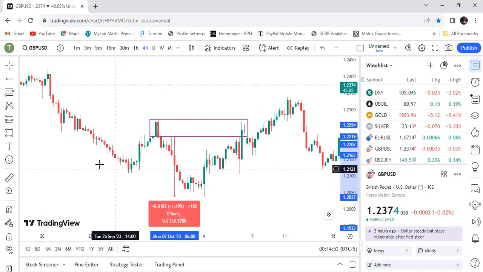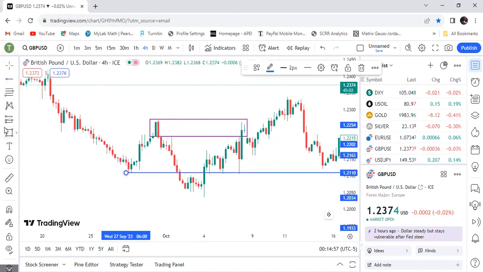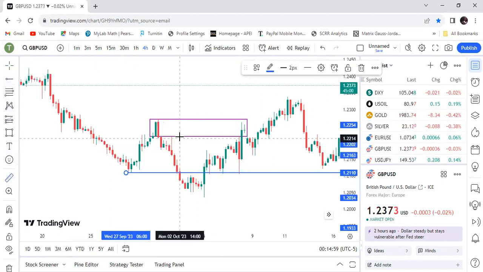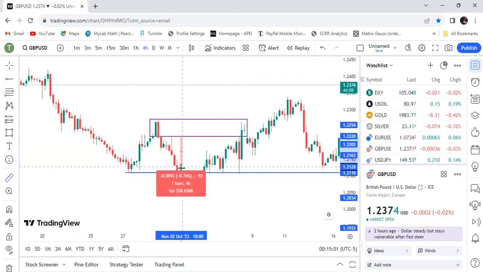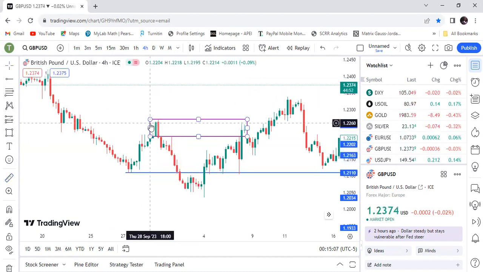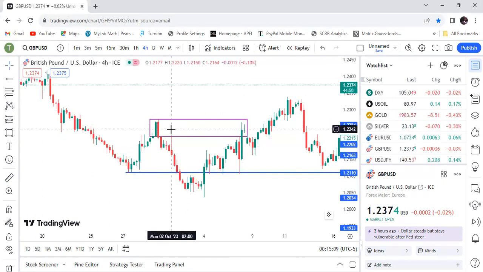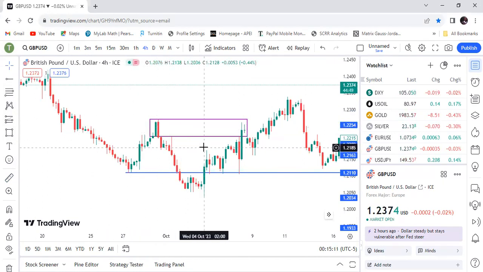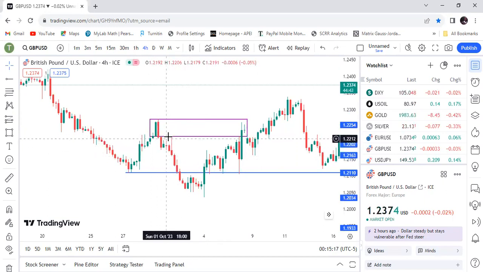If this could be my first target, basically that's around 109 pips, which is quite a good number of pips. So when you're trading these patterns, the first thing that you need to know is that the first retest is always the best.